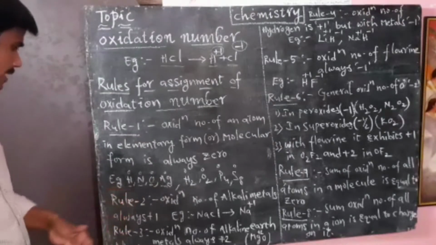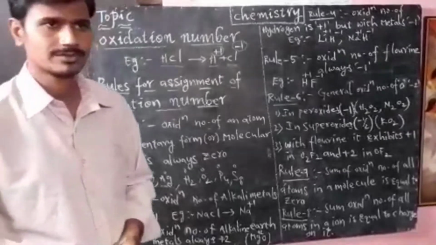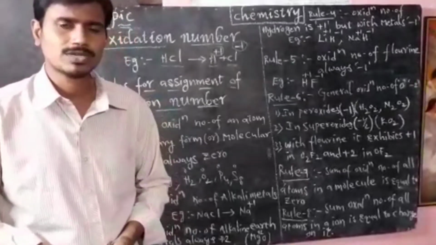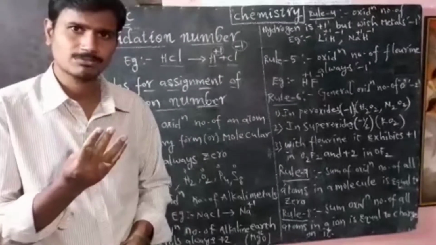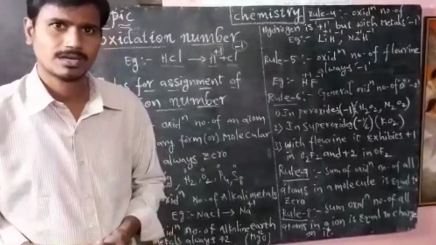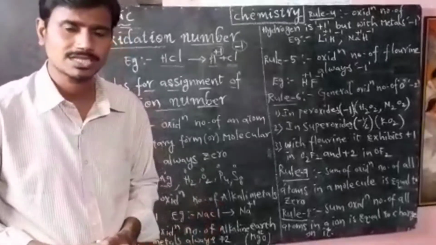Oxidation number of alkali metals is always +1. What are alkali metals? In the periodic table, the first group elements are called alkali metals. Those are hydrogen, lithium, sodium, potassium, rubidium, cesium, francium. When you see any reaction, their oxidation number is +1.